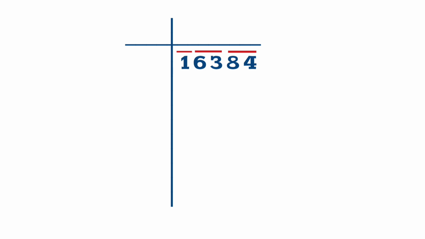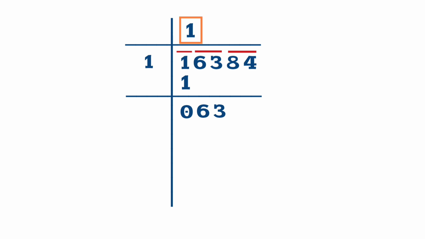Consider the first pair, 1. The largest square less than or equal to 1 is 1 square. Write 1 below the pair and also as divisor and quotient. 1 minus 1, 0. So bring down the next pair, 63. The new divisor would be twice the quotient. Write 2 along with the blank space.